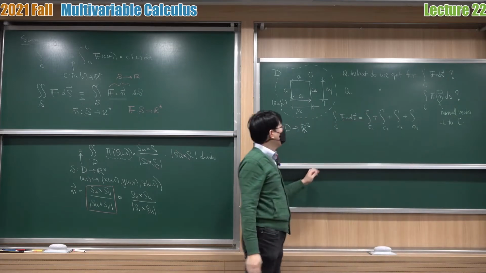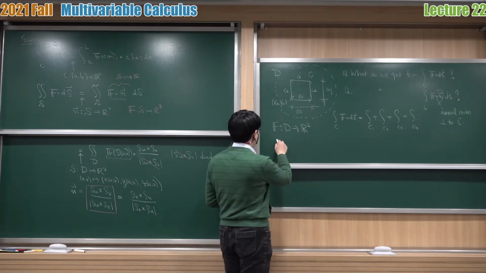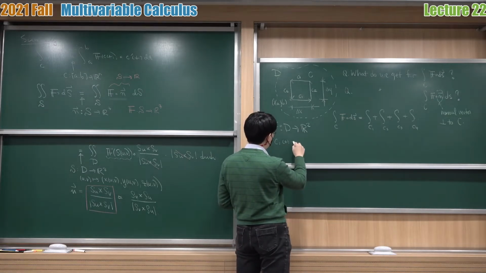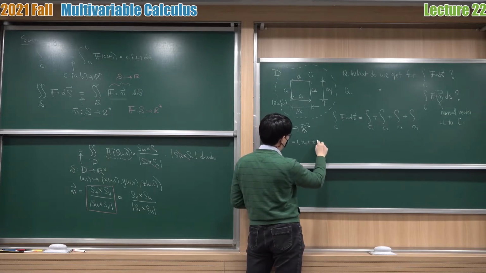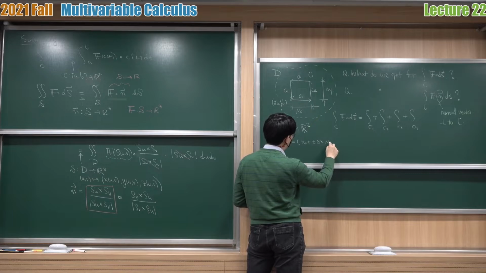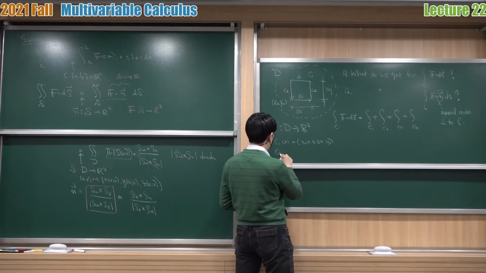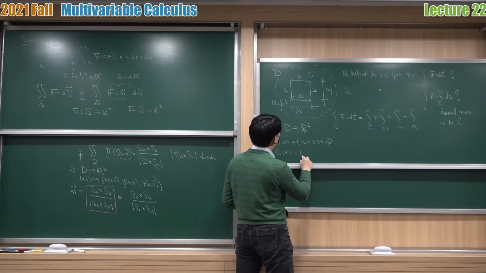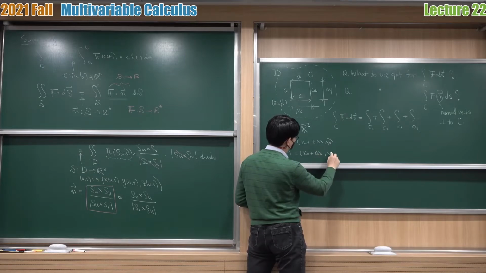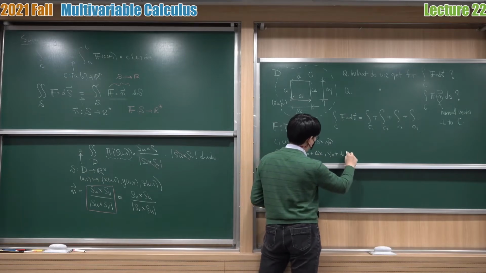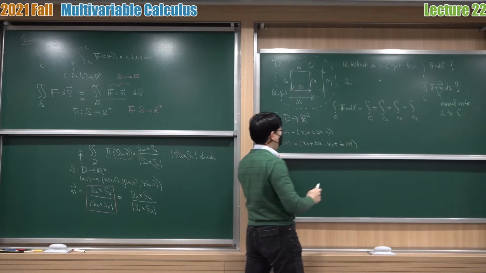right? And let's try to parameterize each of these curves. So C1(t) can be parameterized by (x0 + t delta x, y0), right? So how about C2? C2 can be (x0 + delta x, y0 + t delta y), right? How about C3?